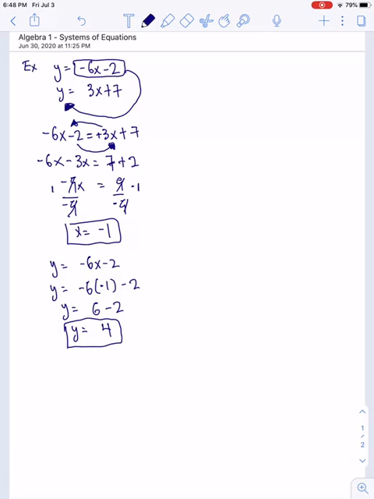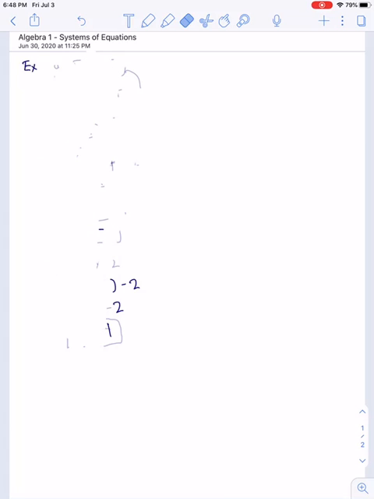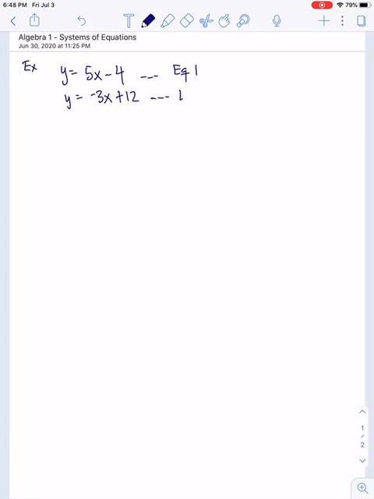All right, let's go ahead and solve more problems here. I'm going to go ahead and erase this. Another example will be y equals 5x minus 4 and y equals negative 3x plus 12. This is going to be our equation 1 and this is going to be our equation 2. Now if you want to challenge yourself, go ahead and pause the video and try to solve this and come back to see whether we get the same answer.